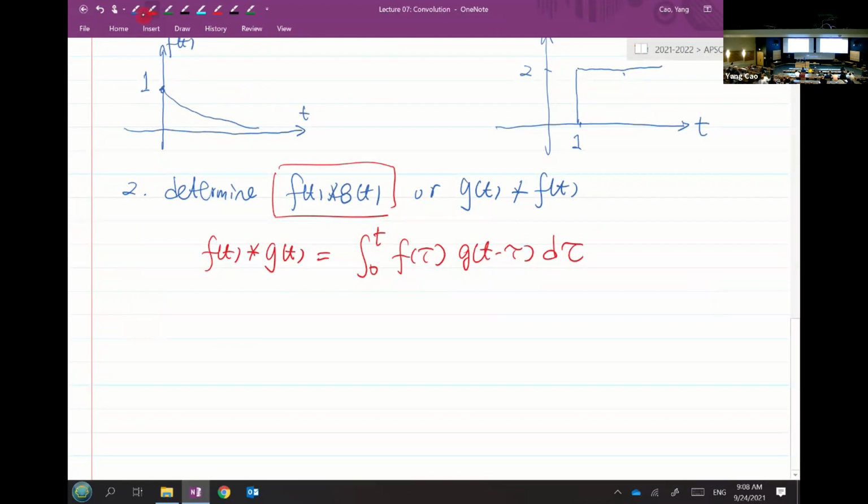Now to come to the third step, the actual steps involving the graphic approach. For this step, you look at the formula. What's involved? Inside the integral, you have to find f of tau, and you have to find g of t minus tau. You have to find these two terms first, then multiply them together and do the integral. So what we're going to do first is find f of tau.